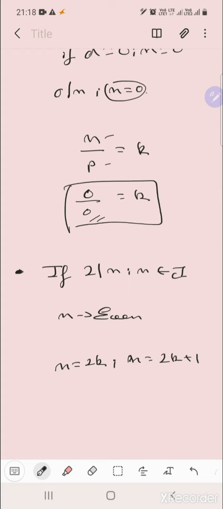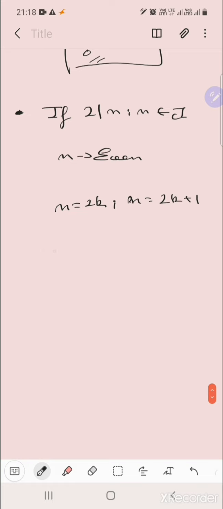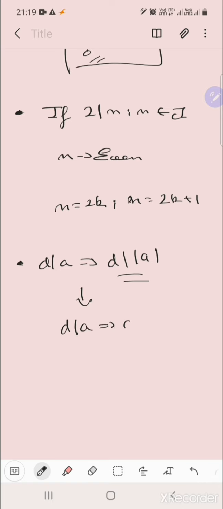So some more things. If d divides a, or let me write it in a different manner that will look a bit more mathematical. So d divides a implies that d divides mod of a. What is the reason behind this? The reason is that d divides a implies d divides minus a. Let me tell you why.